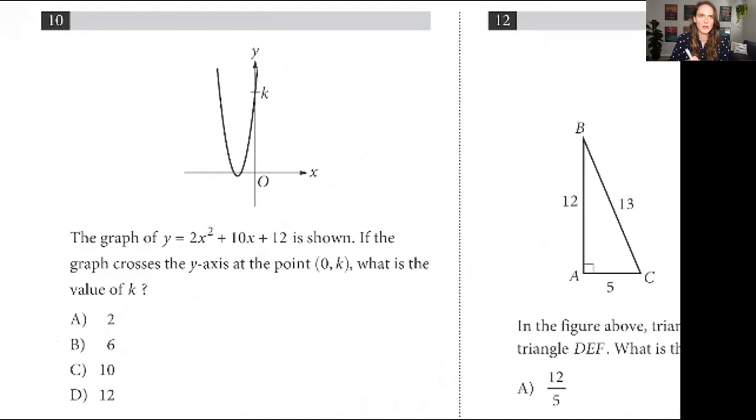So they give us a graph here, and they say the graph is shown, if the graph... Oh, I'm not even reading further. I'm immediately noting they just gave me my y-intercept and marking that. If the graph crosses the y-axis at the point (0, k), well, when x equals 0, y equals k, and that is your y-intercept. What is the value of k? It's just going to be 12. So this becomes a super easy question just by knowing that is the y-intercept form of a parabola.